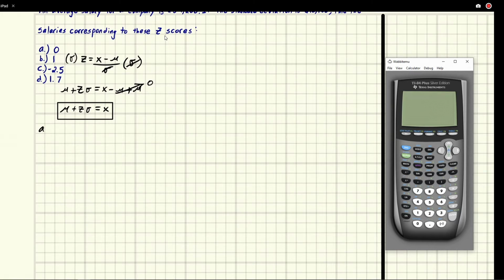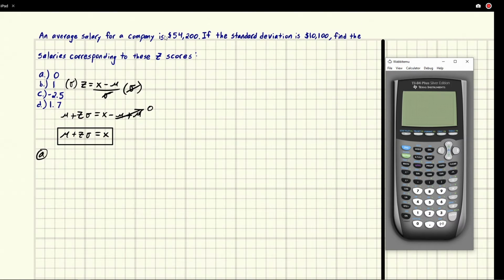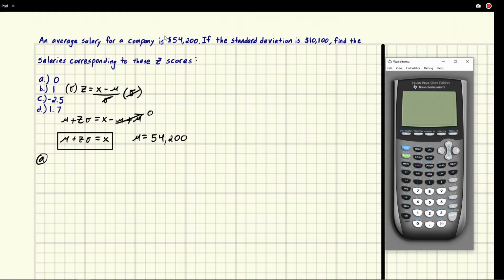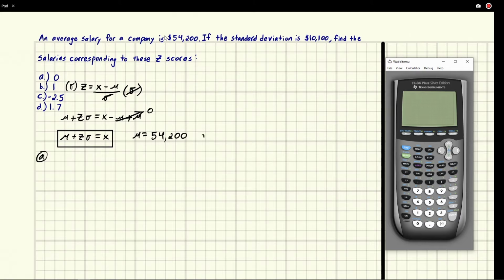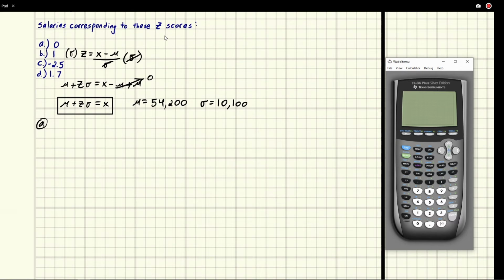So for A, first, let's actually write out what all these are. So we've got a mu, and that's the average. And we're told that the average is 54,200. Then they say z, well, we're going to have different z's. These are all our z-scores, right? We're told these z-scores. And then we have our standard deviation, which we are told is $10,100. So now we can just plug in and get the various things.